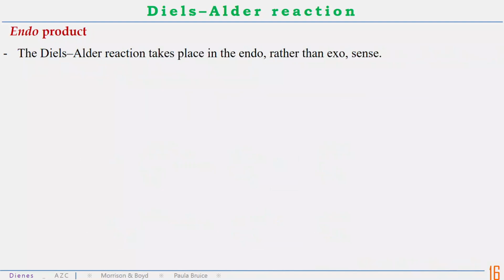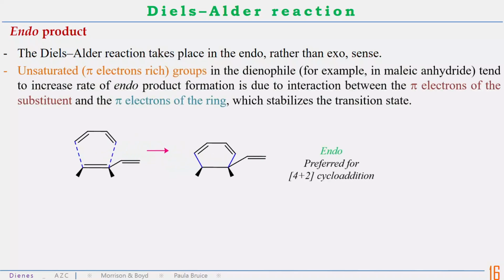Diels-Alder reaction prefers the endo product. The Diels-Alder reaction takes place in the endo rather than the exo sense. Unsaturated, pi electron rich groups in the dienophile, for example, in maleic anhydride, tend to increase the rate of endo product formation.